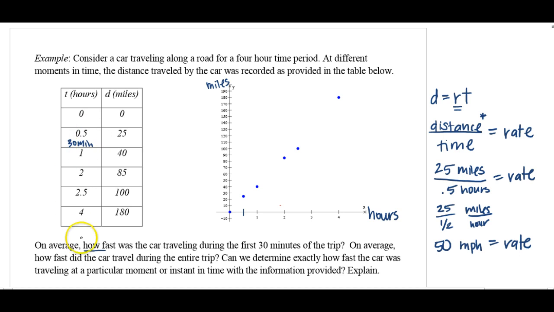So why do I have to say on average? Well, at time 0, I knew I was going 0 miles per hour because I hadn't gone anywhere.